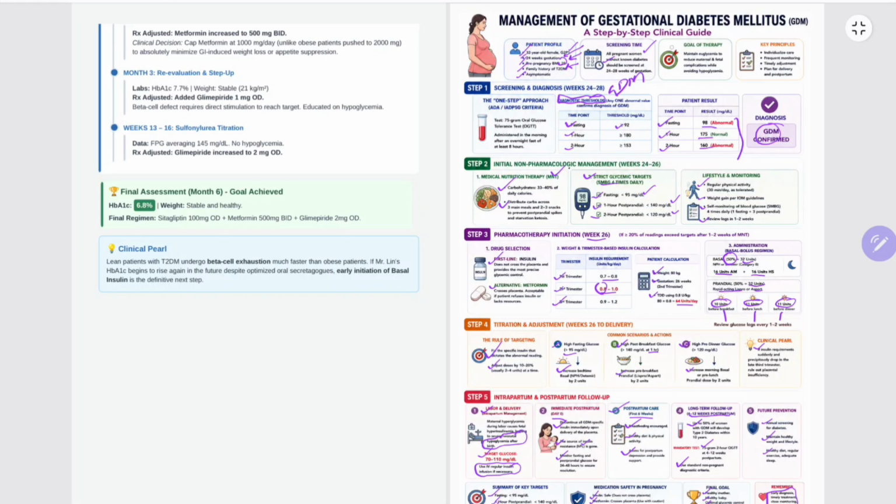So that's all about gestational diabetes mellitus, and we have completed the series on diabetes mellitus in great detail and with case scenarios.